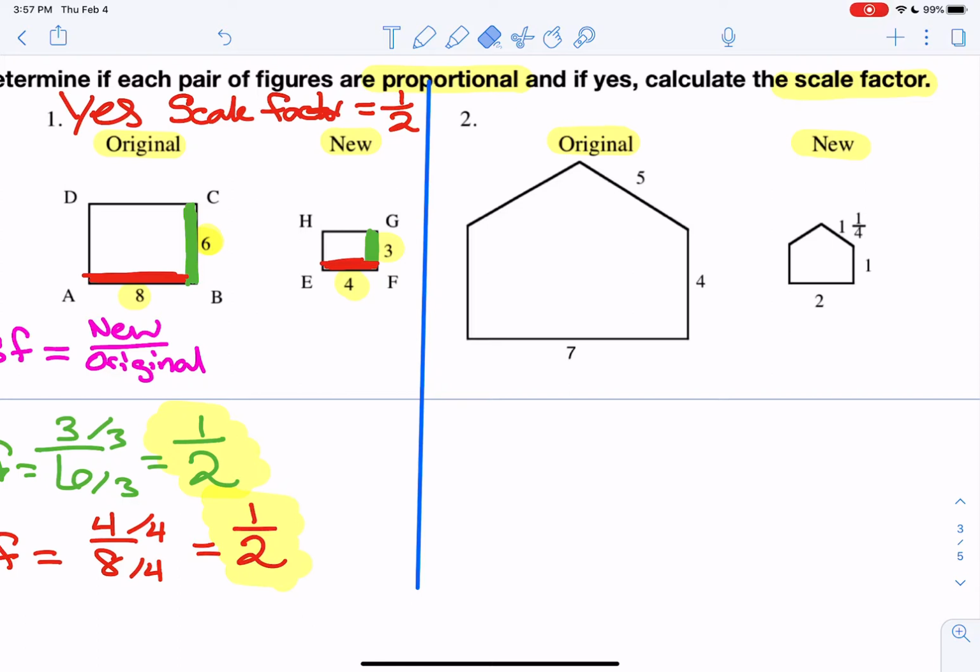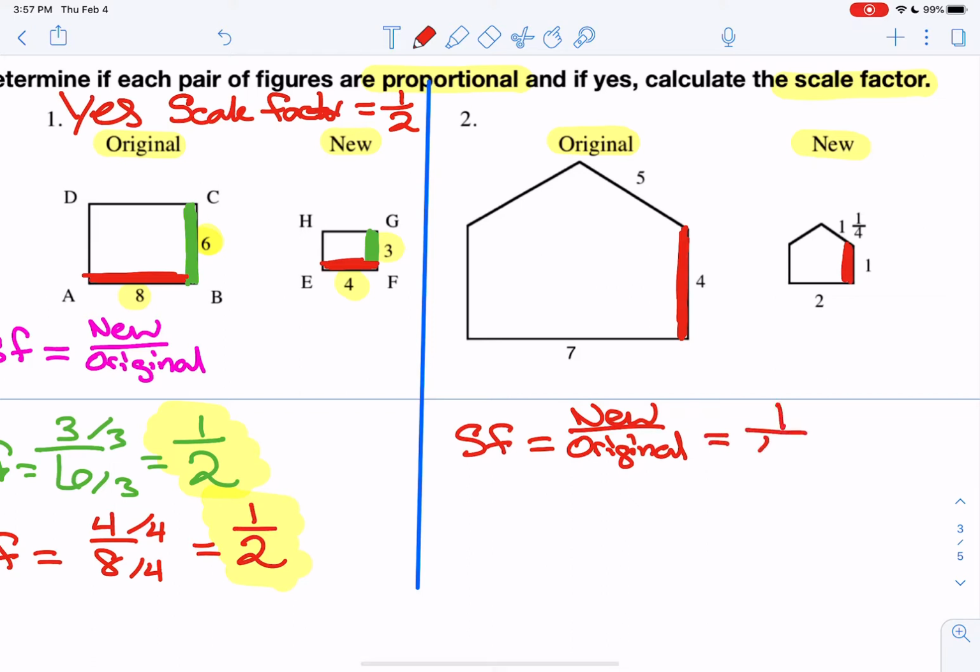I don't really want to mess with that 1 1/4, so instead, I'm going to start with this side. And if I do it on this right side for the first image, I got to do the same side in my second image. So that's going to be 1 and 4. So scale factor equals new over original. So that's going to be 1/4. We can't simplify that, so that's the scale factor for that side. If we keep getting 1/4, and it works for all the sides, then we know it's proportional.